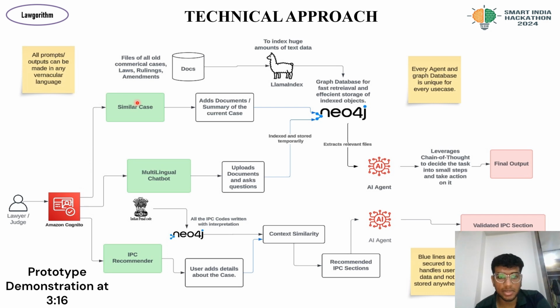The first one being the similar cases, where the user can find similar cases based on the current case they have. They just have to add the documents or the summary of the current case, and we will automatically fetch the relevant cases from our database. The database is made up of all the previous commercial cases, laws, and rulings, which is fed into the Neo4j graph database using our state-of-the-art Llama Index technology.